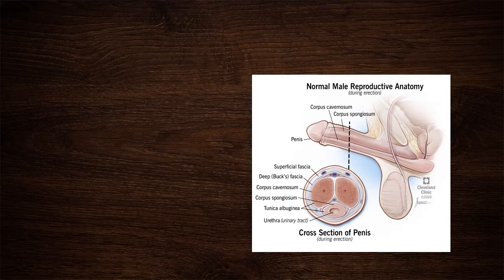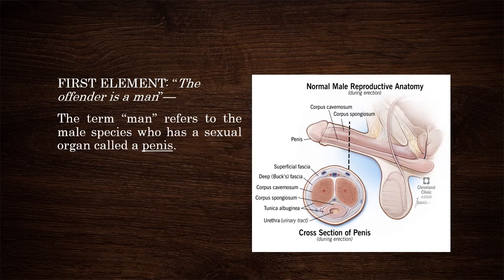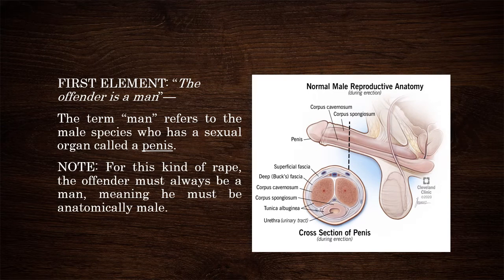I am showing to you a picture of a normal male anatomy consisting of a penis and testicles of a male person. Why am I showing this picture? I am showing this because this is in relation to our discussion of the first element. And what is that first element? That the offender must be a man. The term man refers to the male species who has a sexual organ called a penis. Take note that for this kind of rape, the offender must always be a man, meaning he must be anatomically male.